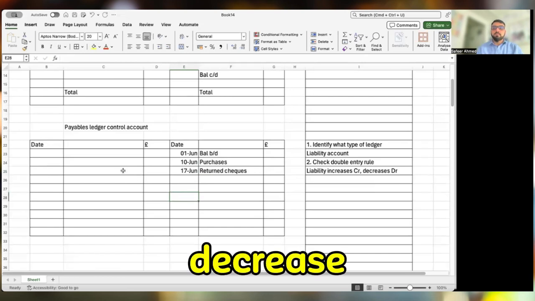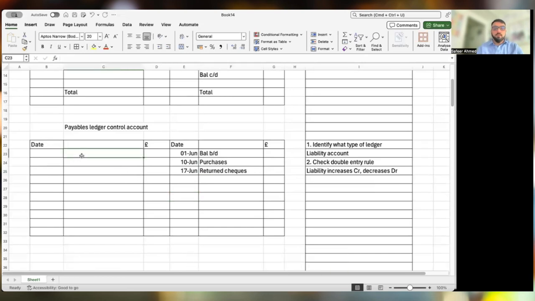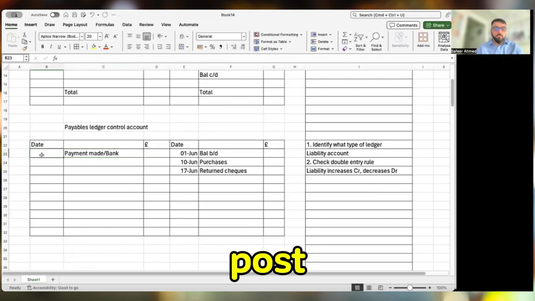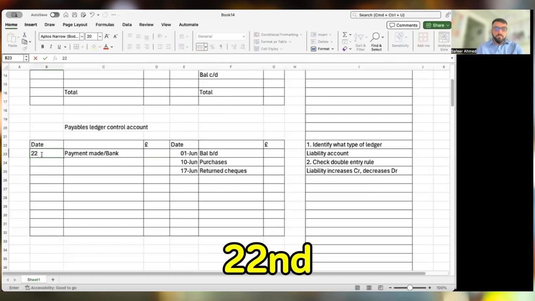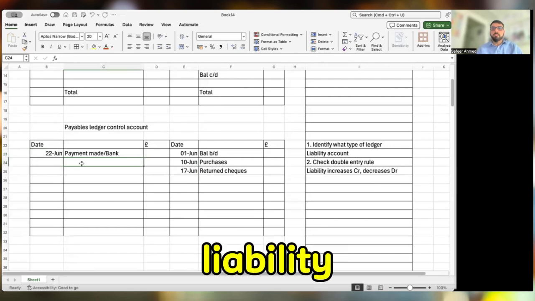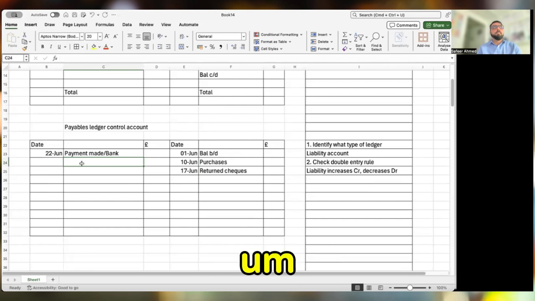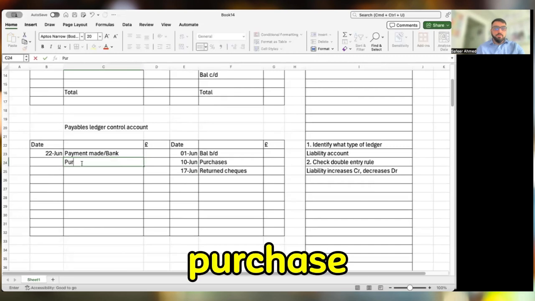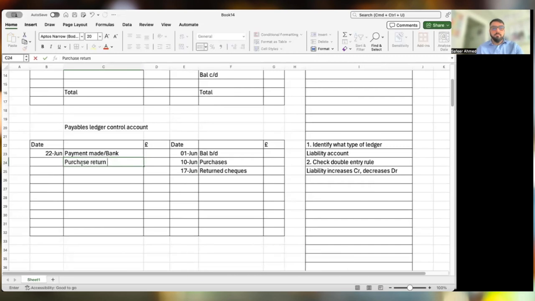Now, what will decrease this balance? If a business makes payment to suppliers, now they owe them less money. The payment made, or simply bank. So let's suppose the date for this was 22nd of June. What else will decrease the liability, or decrease the amount a business owes to its suppliers, is, for example, purchase returns. And let's suppose this was on 23rd of June.